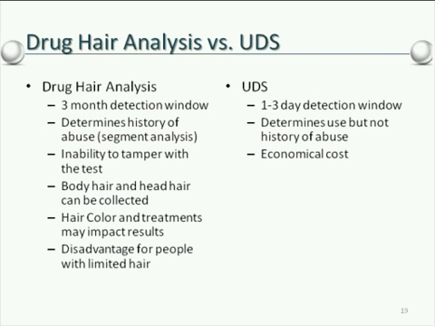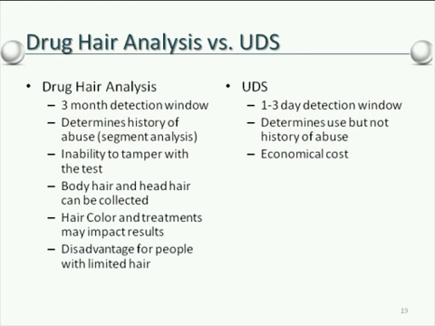UDS only allows, depending on the drug class, 1 to 3 day detection window. Drug hair analysis can determine history of drug abuse. For example, that 1.3 centimeters closest to the scalp represents 3 months. If you go down another 1.3 centimeters, you can get 6 months, and so on and so forth. UDS determines use, but not necessarily abuse because it doesn't cover a large time frame.